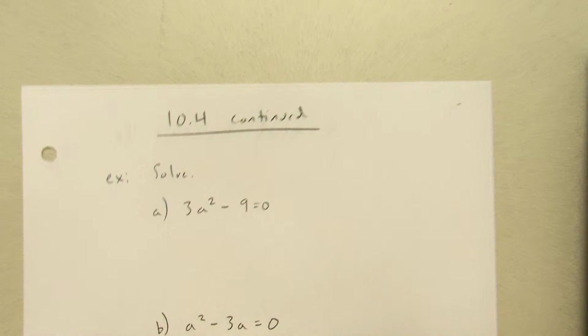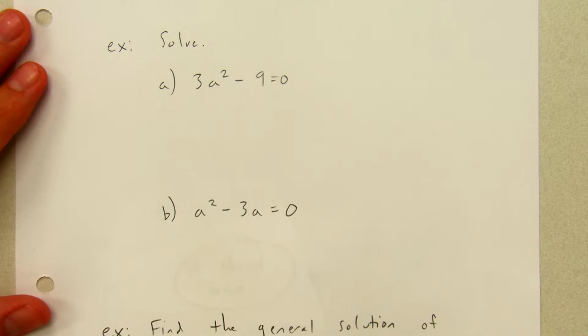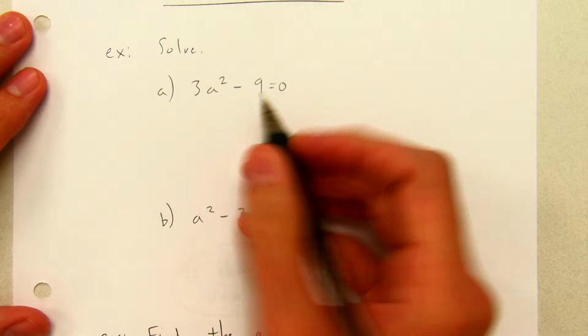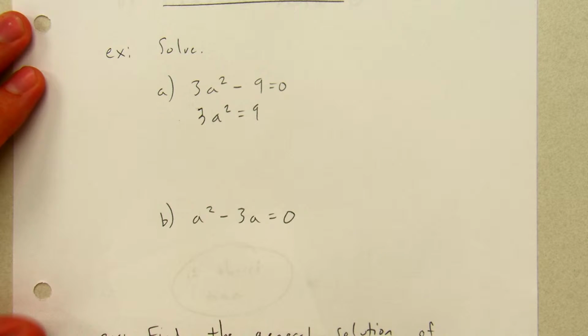Okay, we're going to continue our lesson on 10.4 right now, which is solving trig equations. Just like we did in the last video, we're going to start with some basic equations and review what we do to isolate the variable here. So let's solve for a. I'll start by adding 9. I'll divide both sides by 3.